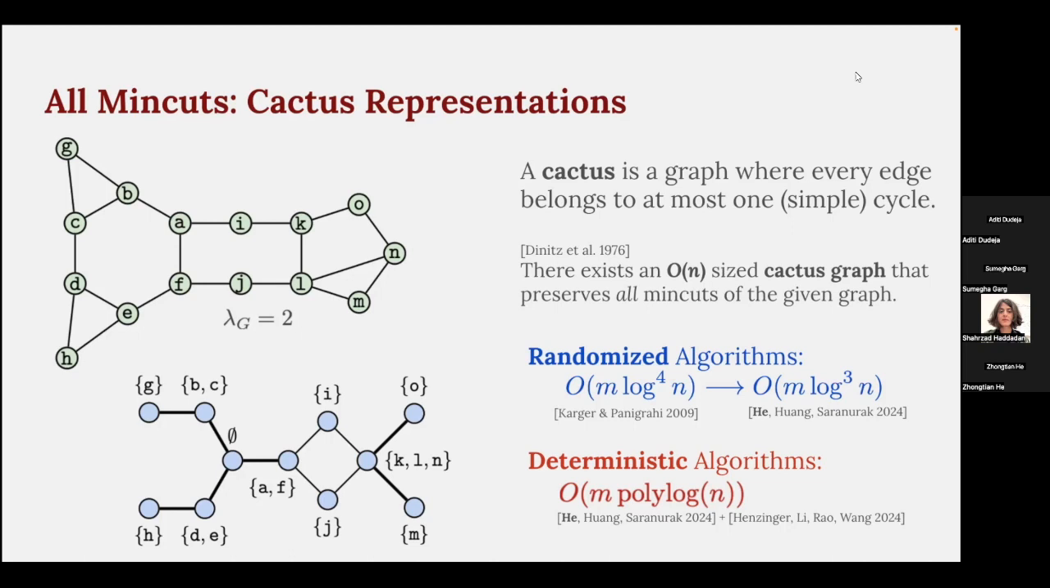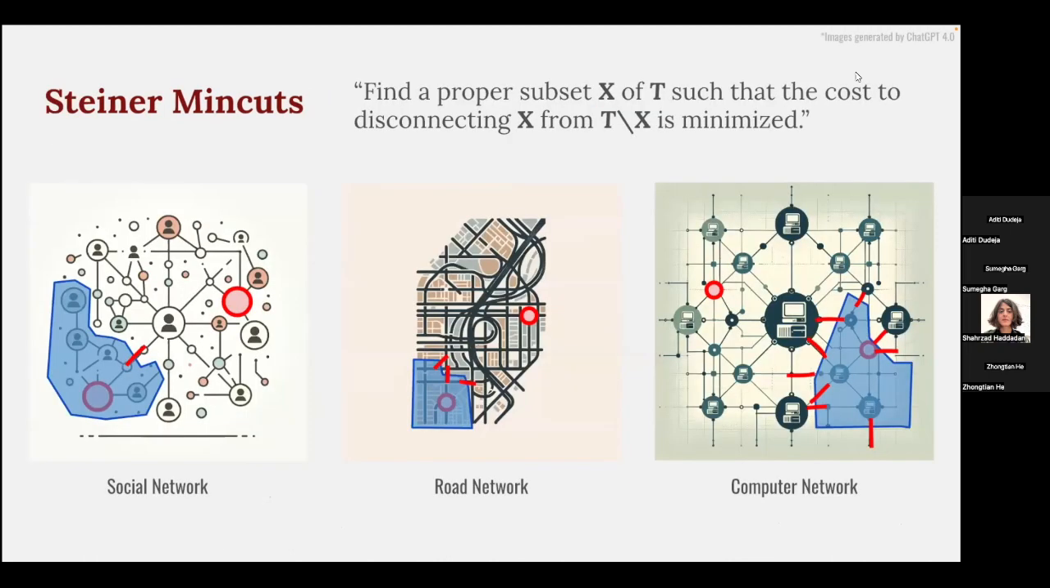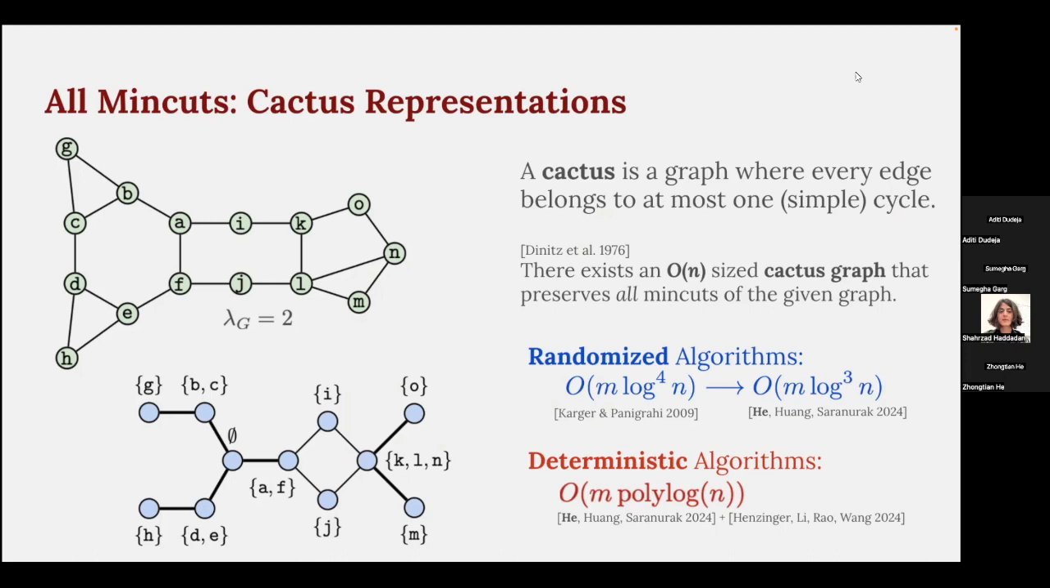Sorry, by preserving mincuts, you mean each mincut in G corresponds to a mincut in H? Yes, exactly. This is a good question. You can verify that any mincut in H corresponds to a mincut in G and vice versa. All right, we won't have time to present this result.